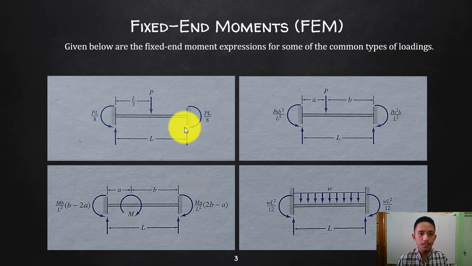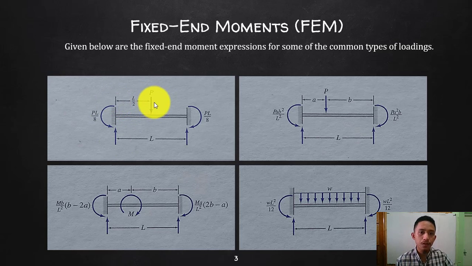What are the formulas given here for this computation? PL over 8, PL over 8. If you have a concentrated load exactly at the middle of the span, then the moments are PL over 8, PL over 8, which try to bring back the deflection. The direction of your P will be sagging that way, so your moments resist it by counteracting, bending your beam back upwards. So this is the assumption of your fixed end moments.